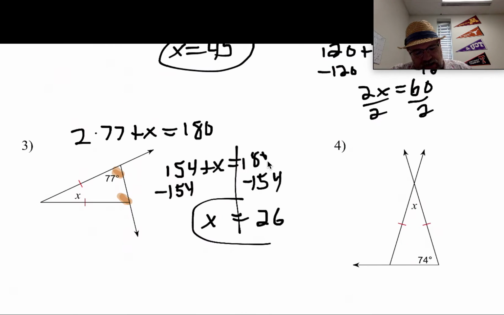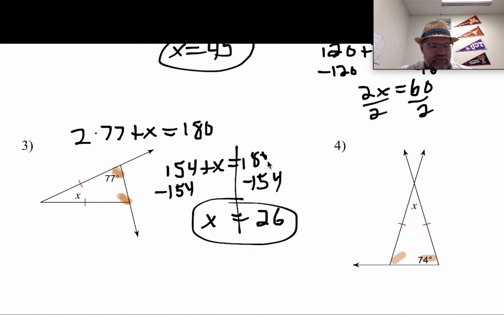So we're all done with that. Again, it's the algebra and the understanding of the relationships of those triangles. Number 4 is almost the same question. Again, I have an isosceles triangle. I know that this angle and this angle are congruent, and I'm looking for x's value.